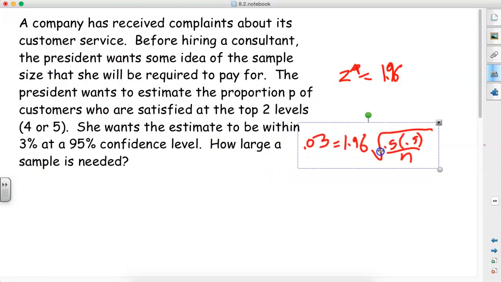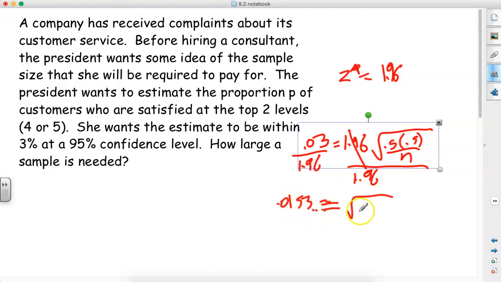All right, so now we just have to solve this. So first, we're going to divide by 1.96 on both sides. All right, so that'll cancel right here. And then when we divide 0.03 by 1.96, we get 0.0153, bunch of other stuff, right? So I'm going to put a dot, dot, dot right there just so we remember it keeps going. Again, try not to round until you have to. 0.5 times 0.5 is going to be 0.25 over n.